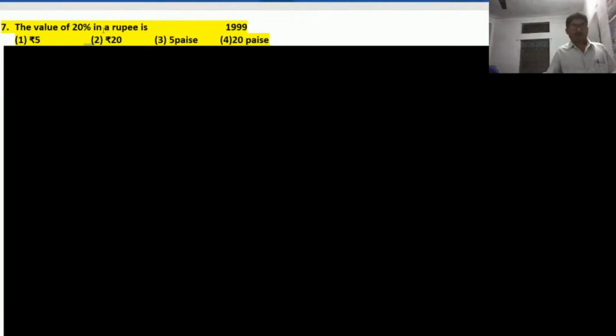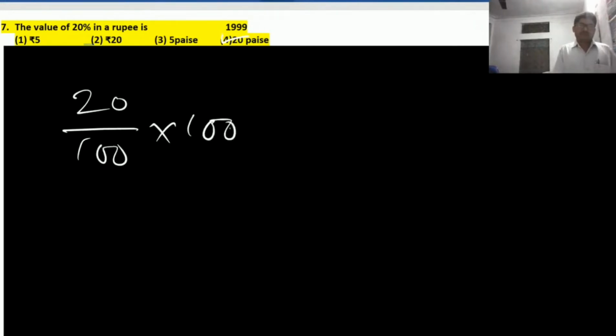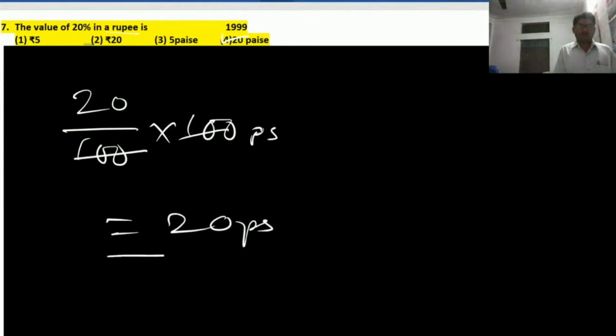The value of 20% in a rupee is 20 paisa. Without calculating also we can identify. How? 20 by 100 into 100 paisa. 1 rupee means 100 paisa. So 100 cancels, 20 paisa. Option 4.